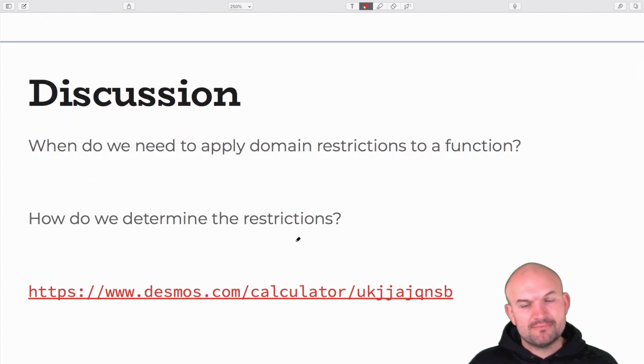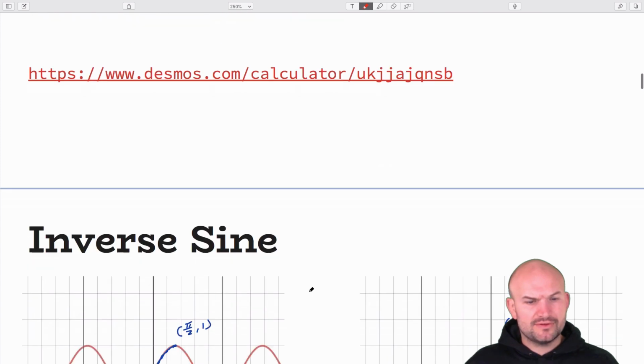And then we looked at Desmos, and by looking at Desmos, basically what we did is we looked at the graphs for each of these. And actually, you know what? Did I go through this? Yeah, let's go through this.